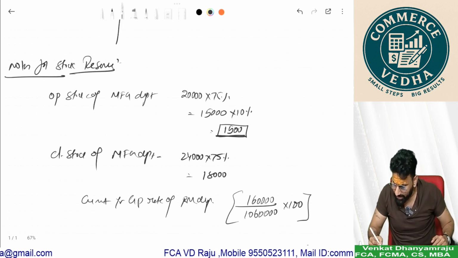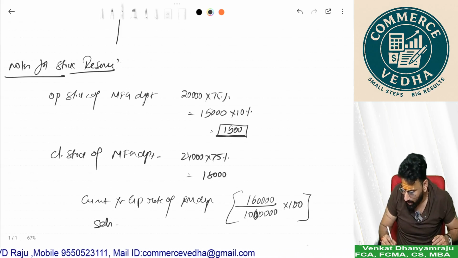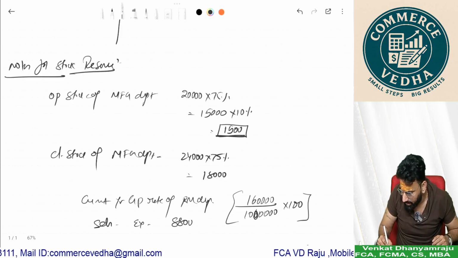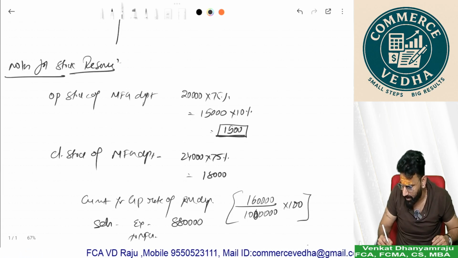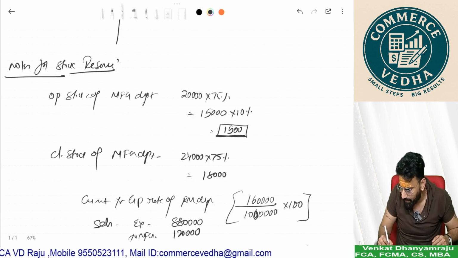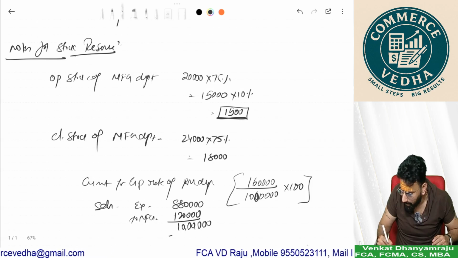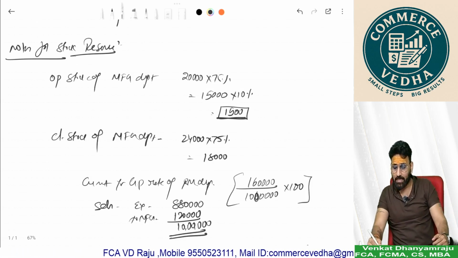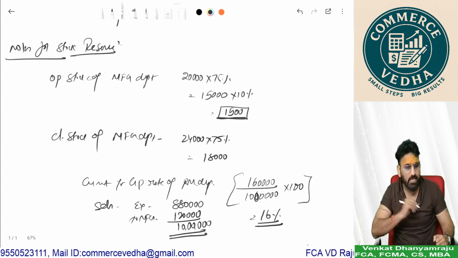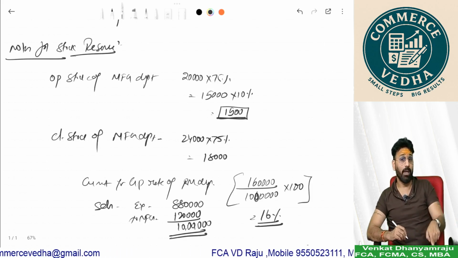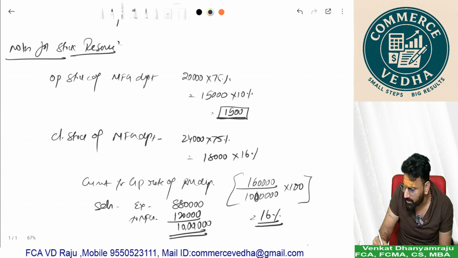So it is not a 1060, it is 10. How it is? Sales include external sales 880 and to manufacturing department 120. So total is 10. So 160 it earned on 10 lakhs. So the percentage is 16% is the profit earned by raw material department on its sales. So profit included is 16%.